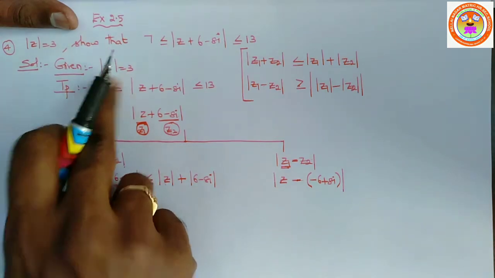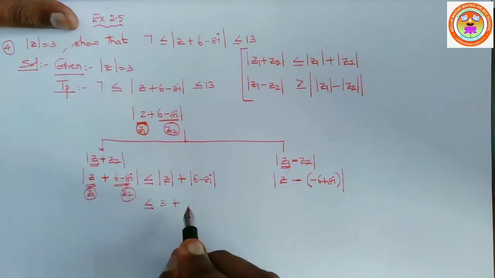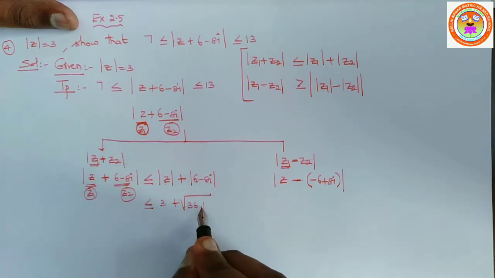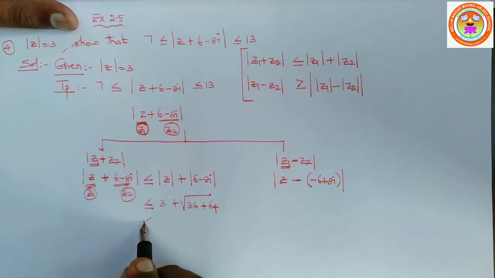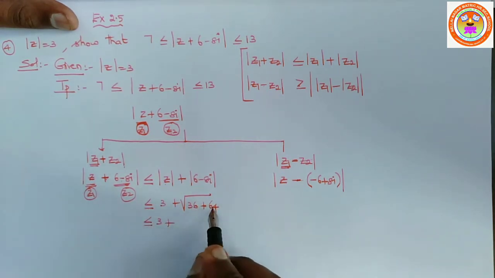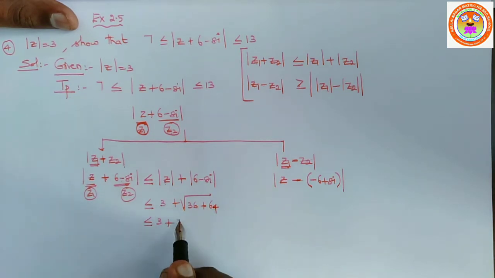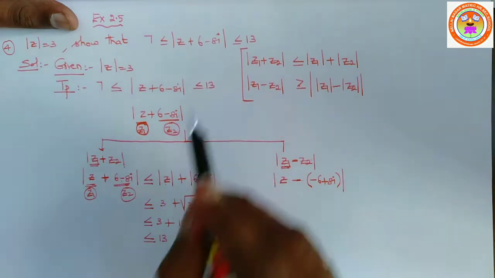What is the modulus of z given here? 3, plus square root of real square plus imaginary square. 6 square is 36 plus imaginary minus 8, the whole square is 64. Less than or equal to 3 plus square root of 36 plus 64 is 100. Square root of 100 is 10. Less than or equal to 13. See, we have got one answer, less than or equal to 13.